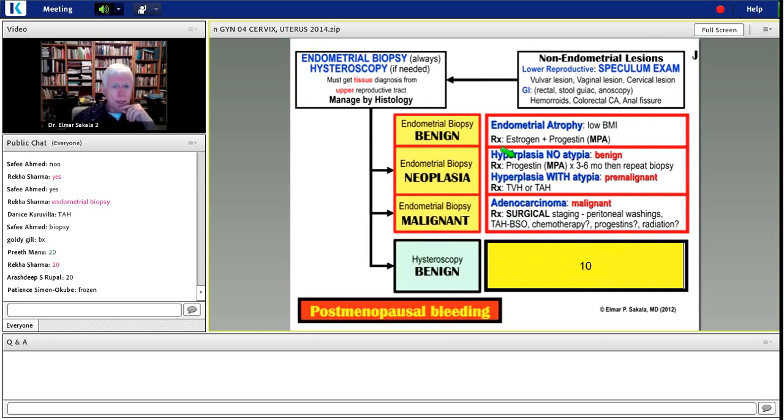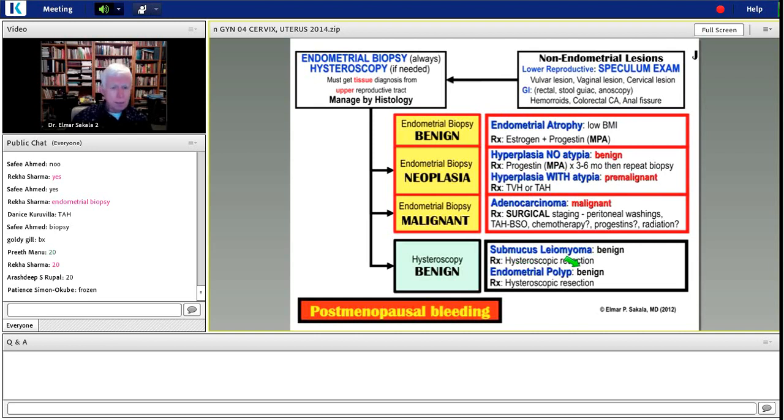Now, what if the endometrial biopsy is benign and you can't find anything and you do a hysteroscopy? And the hysteroscopy is benign. What would be a benign lesion which you would pick up with hysteroscopy that could cause bleeding? It could be a submucous leiomyoma. It could be an endometrial polyp. Those are typically benign, and they can be removed hysteroscopically.